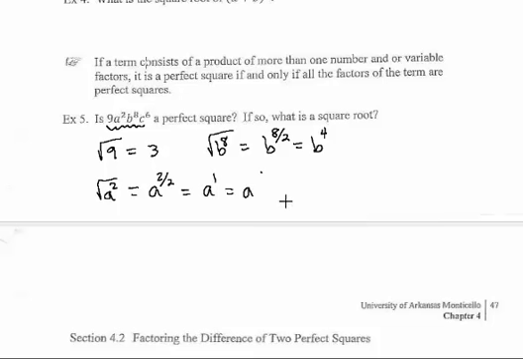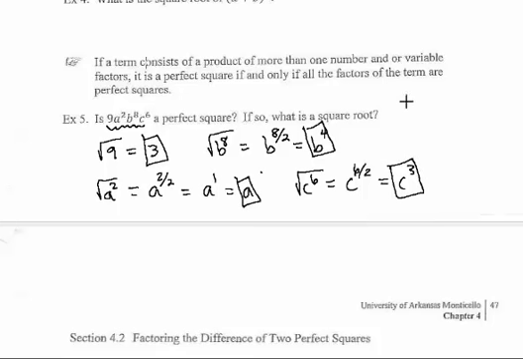The one's understood. And then finally, the last part of the term is a c to the 6. We take the 6 and divide by 2, and we get a c to the 3rd. So what is the square root? Well, we just simply piece together all of these square roots of the different parts of the term, and we have it. It would be 3a, b to the 4th, c to the 3rd.